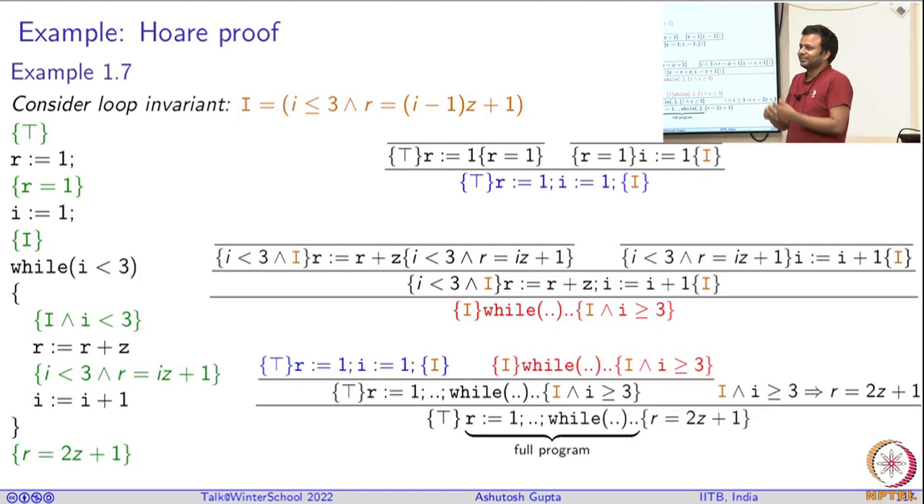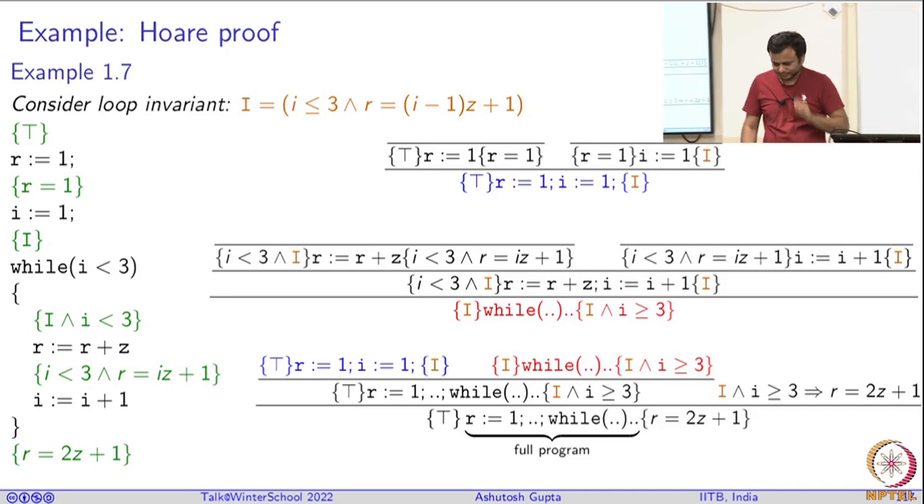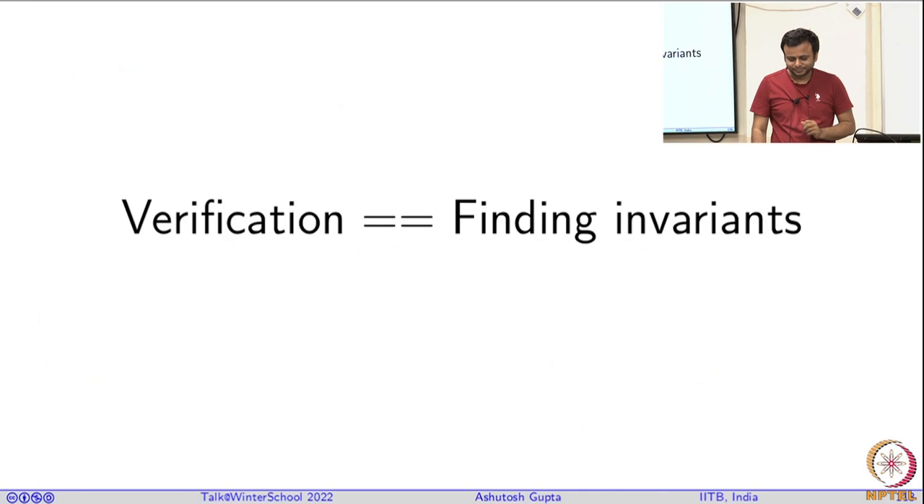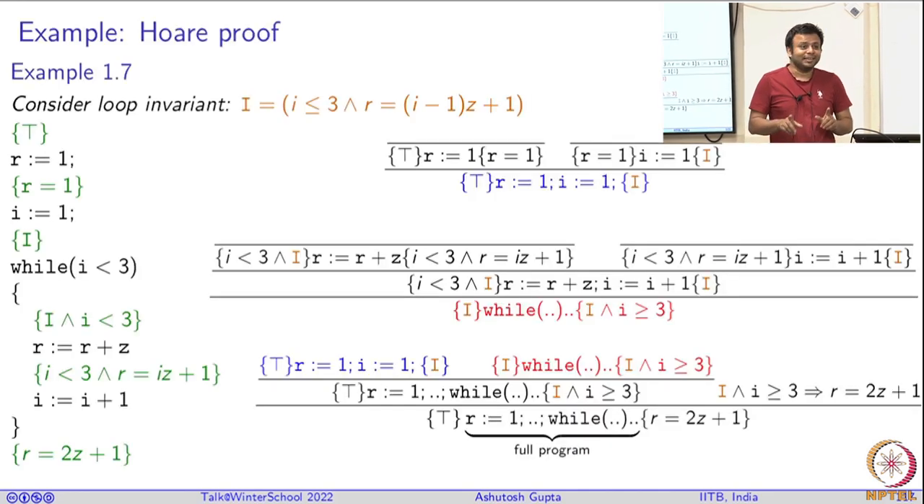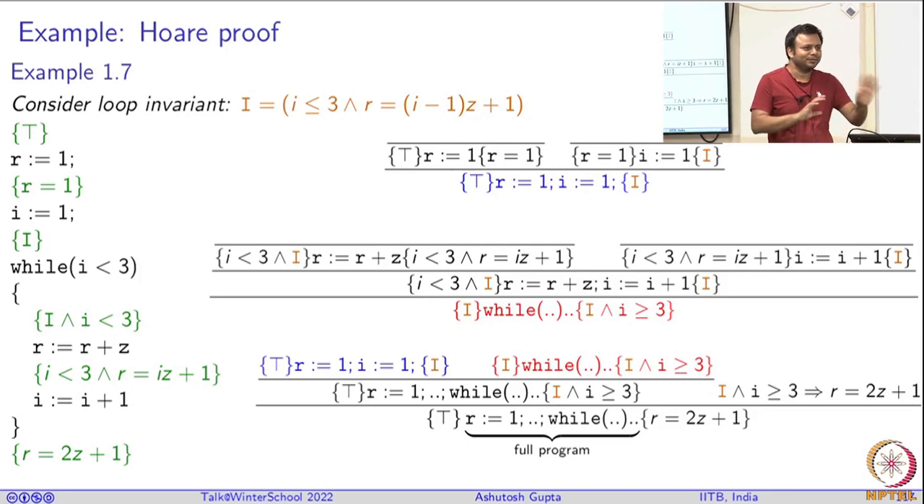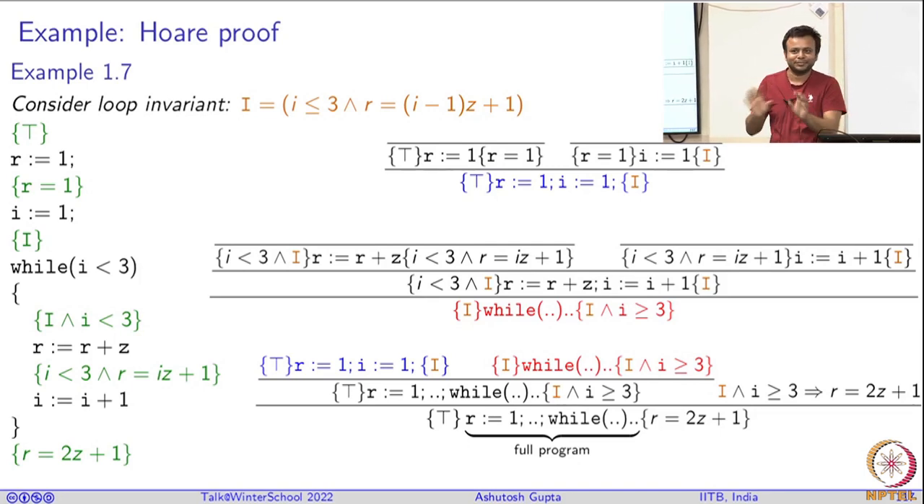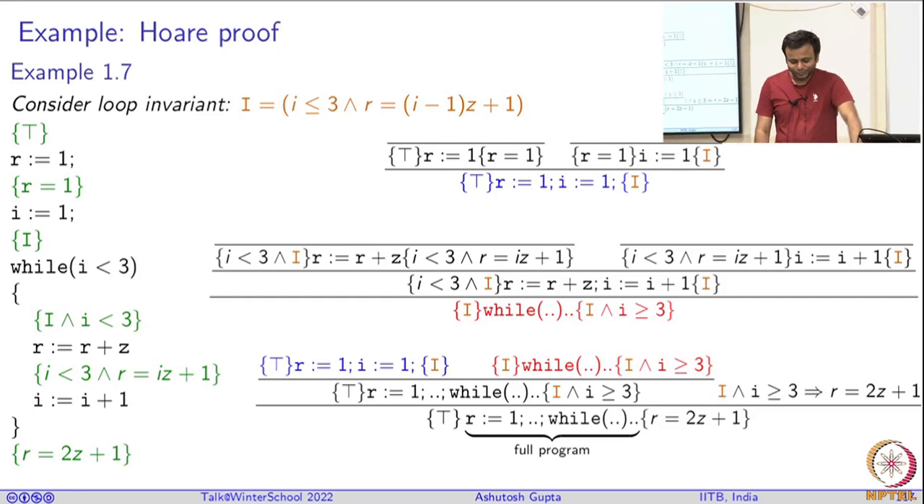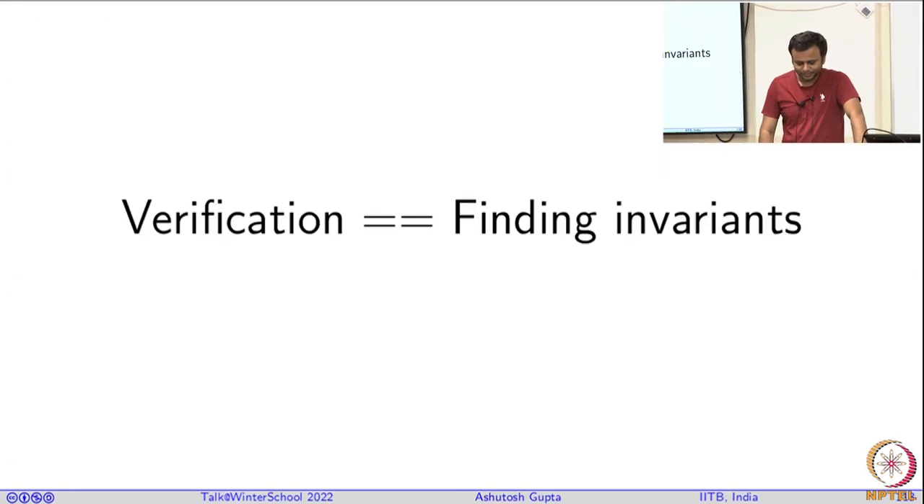Okay, so basically we need to have a brief understanding. We need to know the rules, these standard rules, and follow the standard structure. You know this I needs to be filled, and there is no algorithm for it. One more thing: if I is wrong, if you guess it wrong, this entire proof will fall apart. Somewhere something will not work. Something will not match. So verification equals finding invariants.